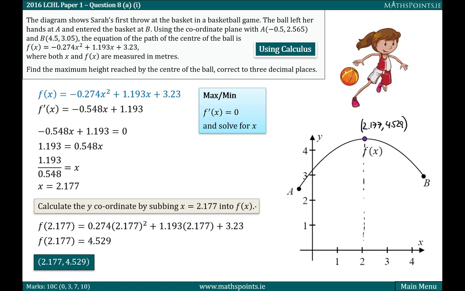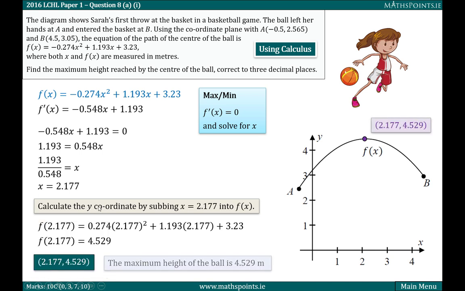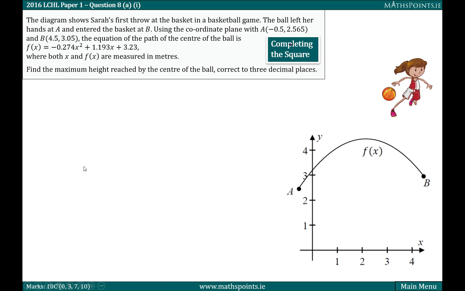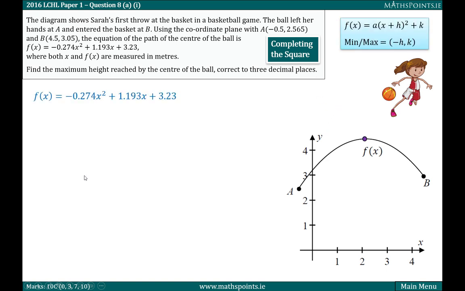Okay, so that's that. We could have done that question by completing the square. So let's go and look at how we would complete the square, which is obviously the focus of the lesson. We write down our function. We can't complete the square unless the x squared coefficient is 1. So we need to factor from the 3 terms minus 0.274. So we're going to divide that into the 3 terms.